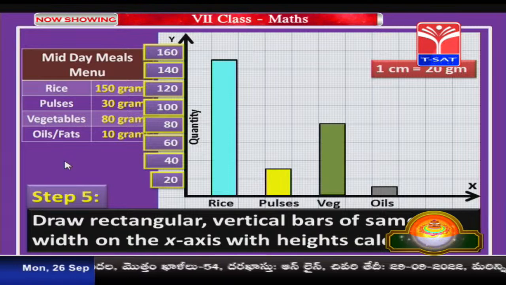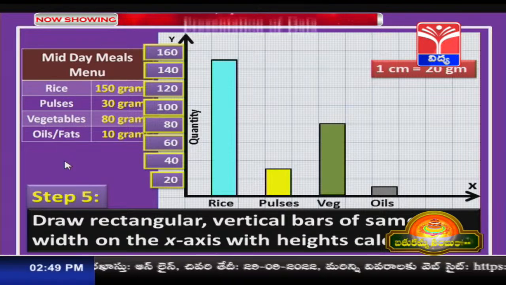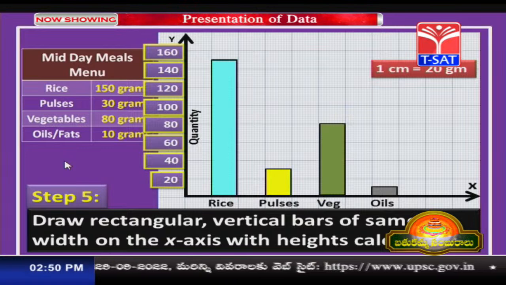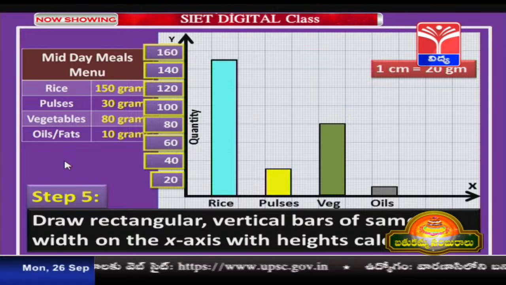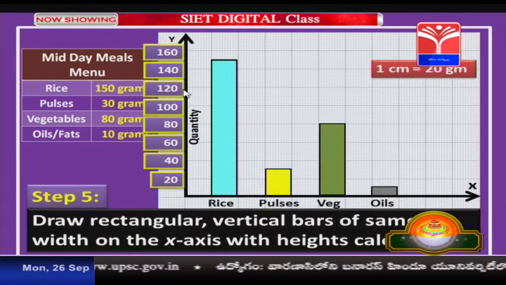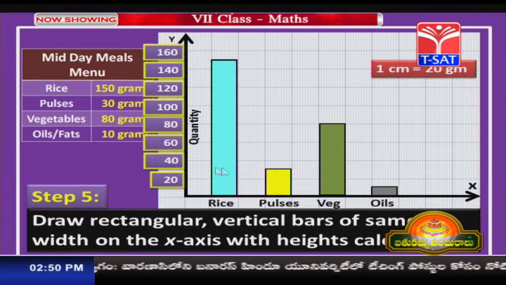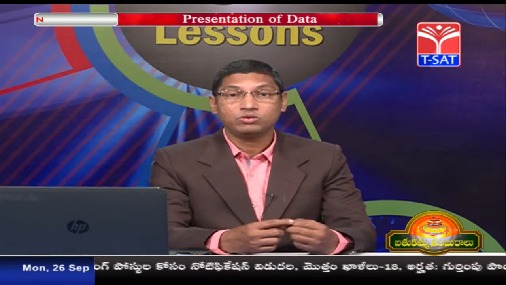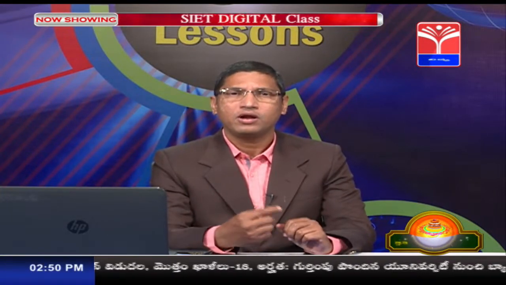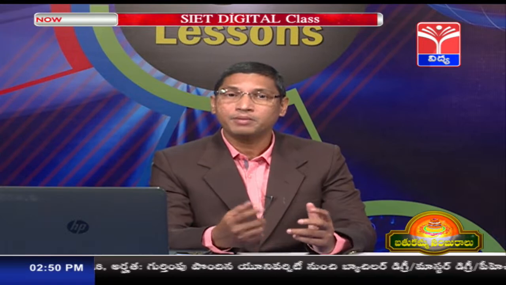Okay, children. So, this is how we represent a bar graph. I hope you understood the concept, children. Not only vertical bars, you can draw horizontal bars also. So, the bars will be on the y axis like this. Children, we have learnt how to draw a bar graph. Now, let us see how to draw a double bar graph.